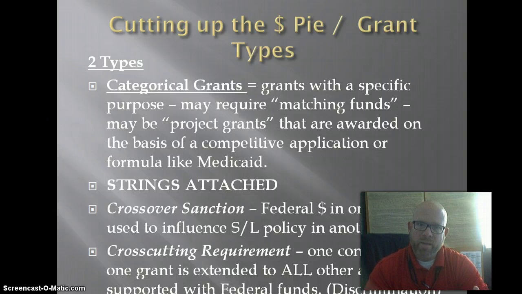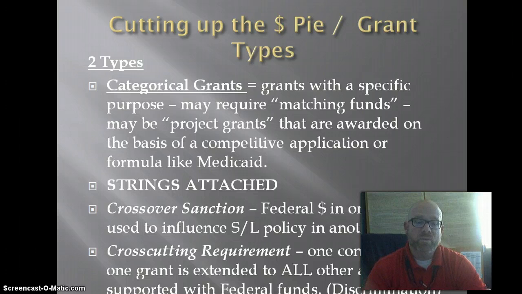The thing you need to remember about a categorical grant is there always are strings or hoops attached. Okay, and the federal government can also add in other requirements like a crossover sanction, where money for one federal program is going to be used to influence a state or local decision on another. And the best example there is raising the drinking age to 21.